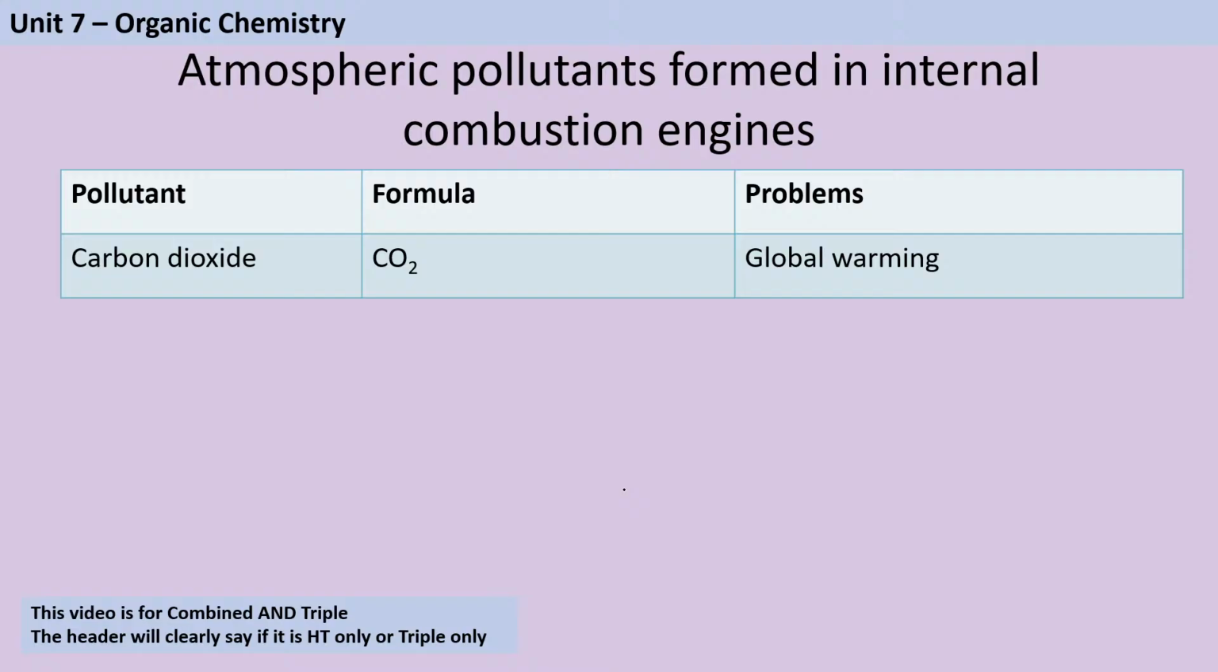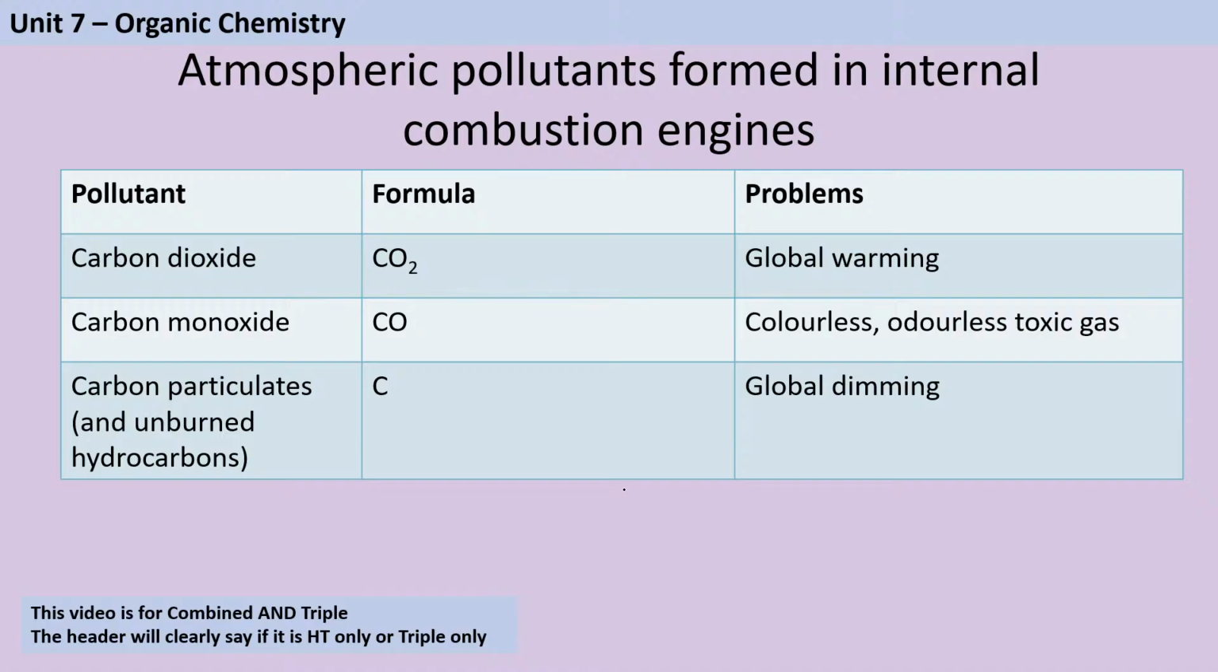So first up, obviously, carbon dioxide leads to global warming and all the bad stuff about that we'll talk about a bit more in Unit 9. If you don't have enough oxygen, then instead of making carbon dioxide, you make carbon monoxide or even carbon particulates. So carbon monoxide is a toxic odourless gas that stops your red blood cells from working properly. And carbon particulates can cause global dimming, which literally means the sky is getting darker and less light is getting to Earth.